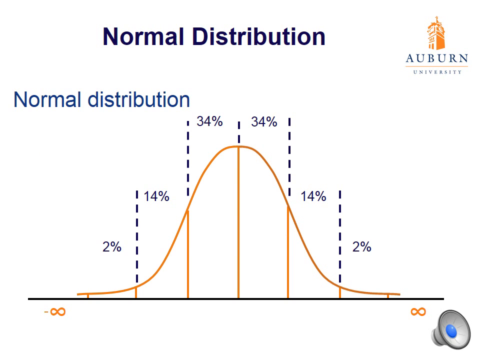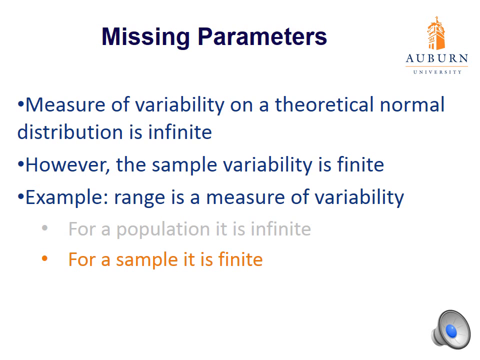So here we have a normal distribution. Again, as I was mentioning before, you see that the distribution does not touch the x-axis. It asymptotes on that x-axis. It gets closer and closer and closer, but it never ever touches it. And so the range on that x-axis goes from negative infinity all the way to positive infinity. It never ends. However, for a sample, that range is finite.